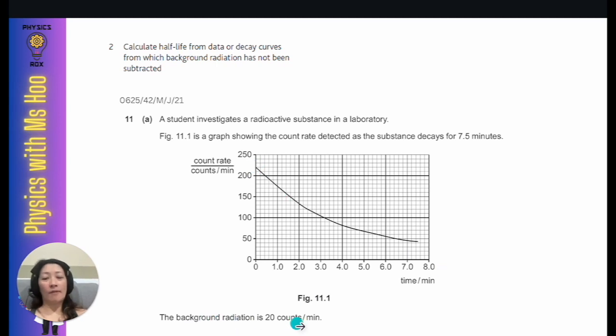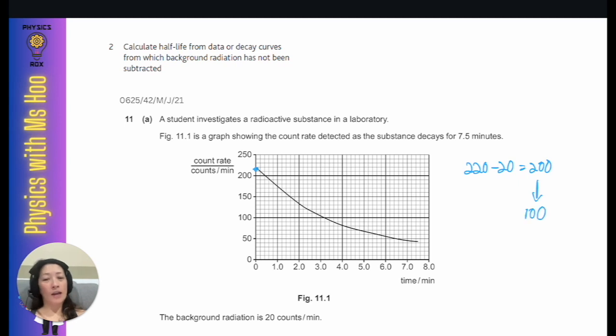They've given us a background radiation as 20 counts per minute. So in the subsequent questions where they may ask students to calculate the half-life, you do need to minus the background radiation first. So just to show you very quickly how to calculate the half-life in this kind of case, the initial value that we get over here, we need to minus the background radiation. So if that number is 220, the initial value that we must take is 220 minus 20, giving us 200. So the half-life is the time taken for 200 to drop to become half of that value, which is 100.